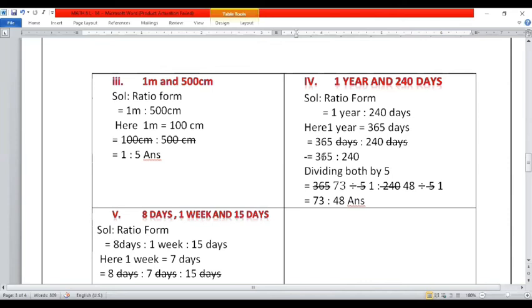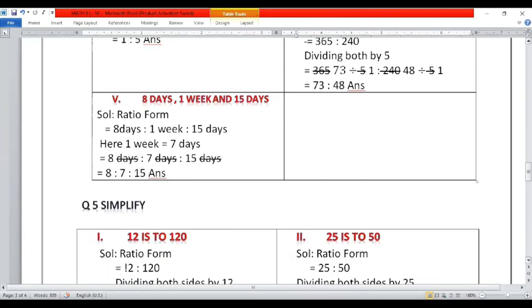7 times 5 is 35. 1 remaining, come to the 5, 15. On 15, table of 5, 3 times. So it will become 73. Similarly here, table of 5, 4 times and 8 times. 48. 73 and 48. This is the answer, and this is the simplified ratio.